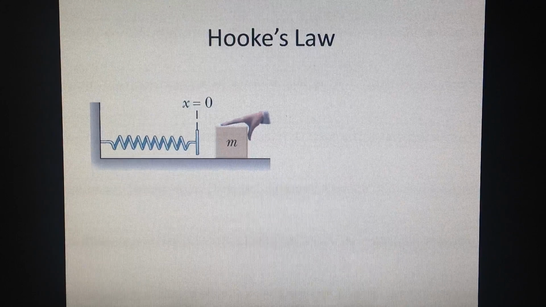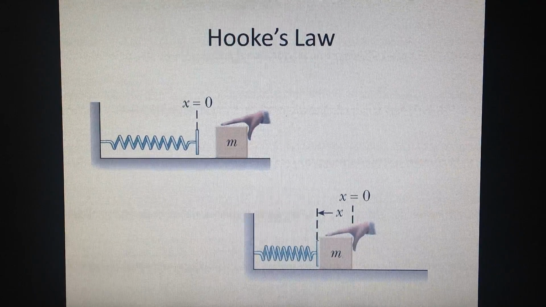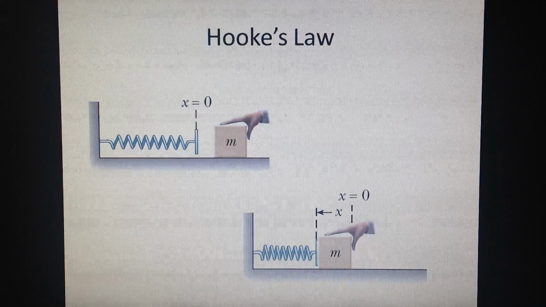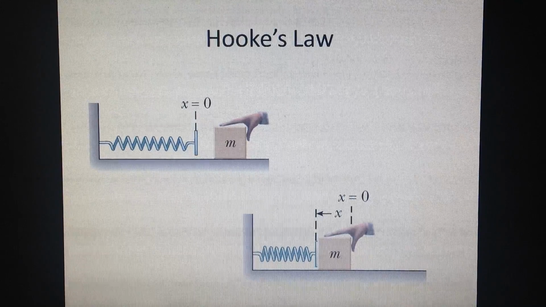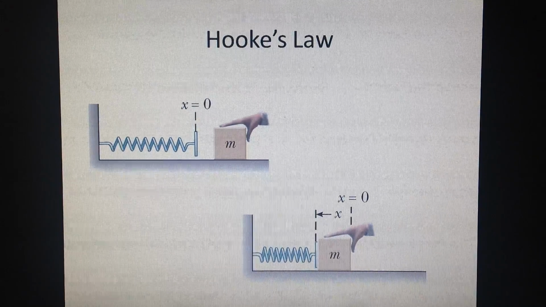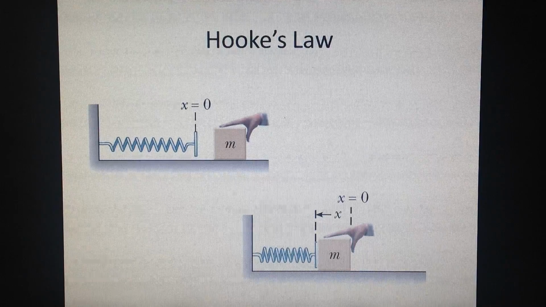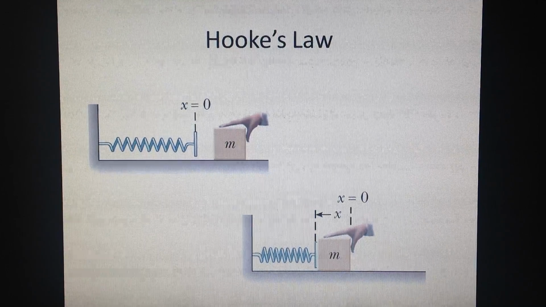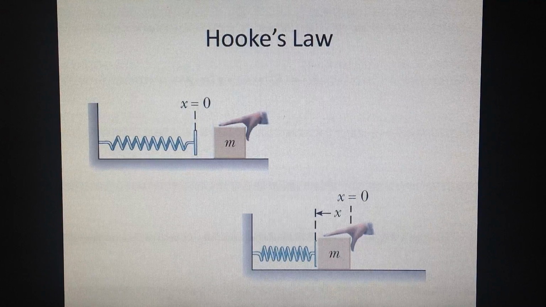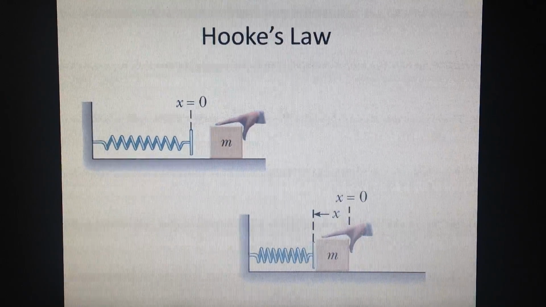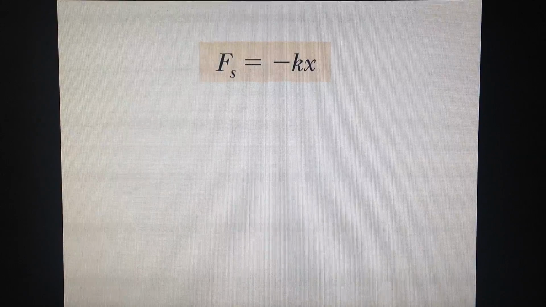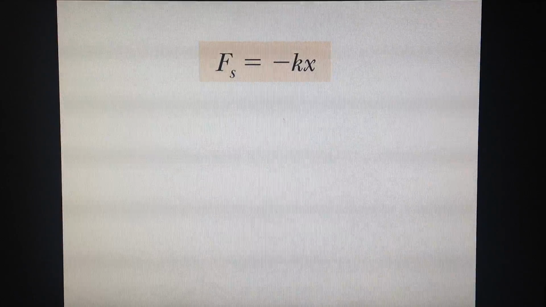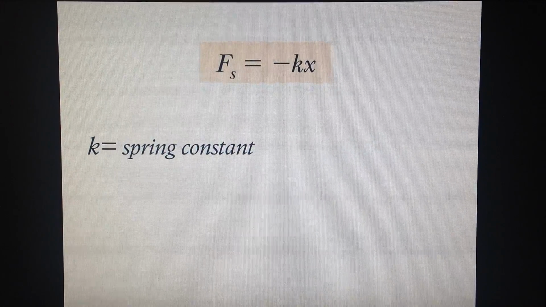Pushing a block against the spring, as in the second one, compresses it a distance x, where x represents a displacement from the equilibrium position, which will always be taken to be at x equal to 0. Experimentally, it turns out that doubling a given displacement requires double the force, while tripling it takes triple the force. This means the force exerted by the spring, Fs, must be proportional to the displacement x, or Fs equals minus k times x, where k is a constant of proportionality, the spring constant, carrying units of newtons per meter.